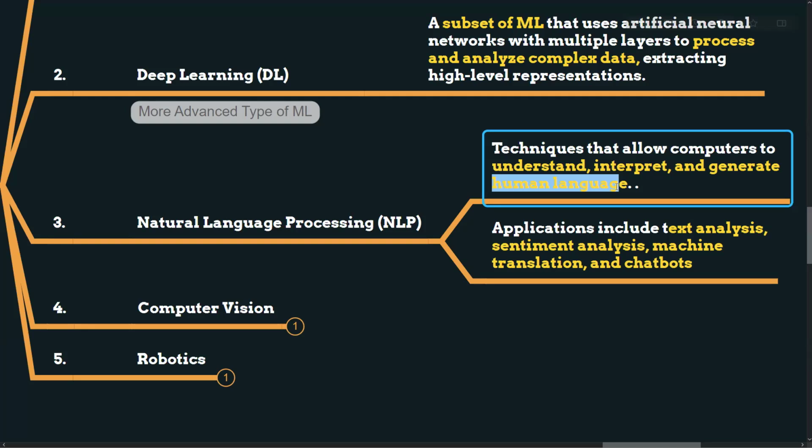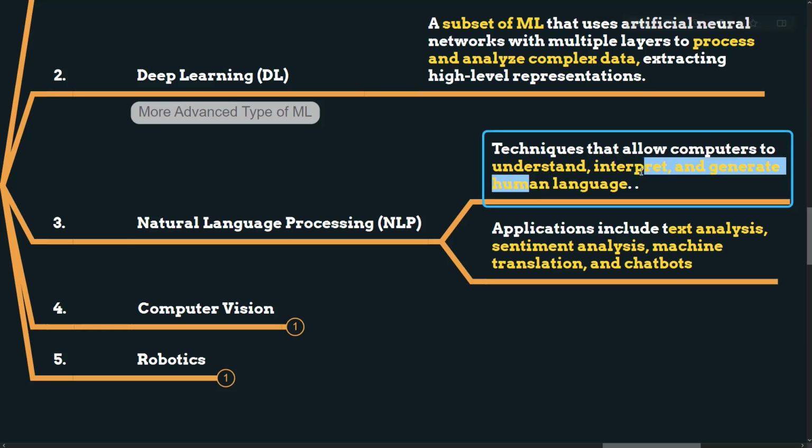Now, YouTube has introduced NLP technologies in their videos. It means it can understand human language, whatever the language, how a US person will talk, how an Indian person will talk. So these are the techniques that allow computers to understand, interpret and generate human language, how humans talk.